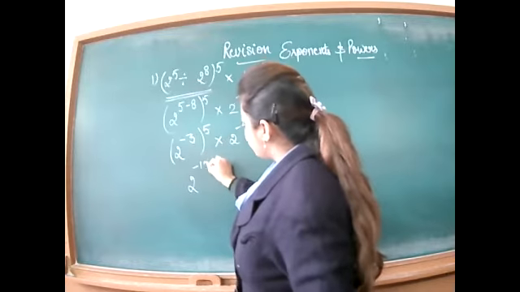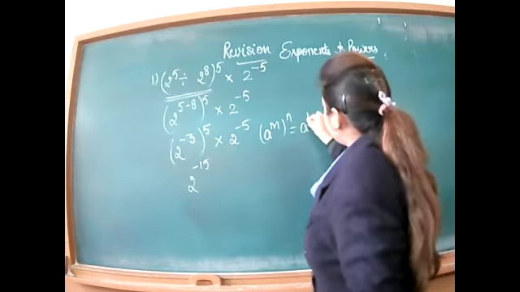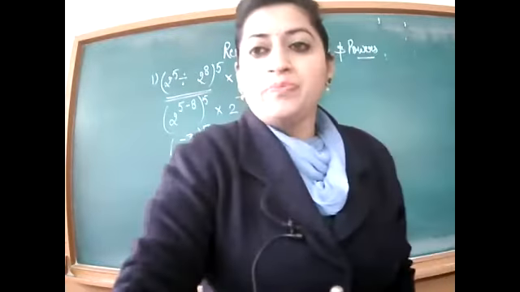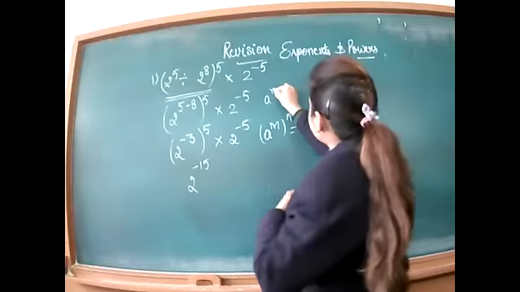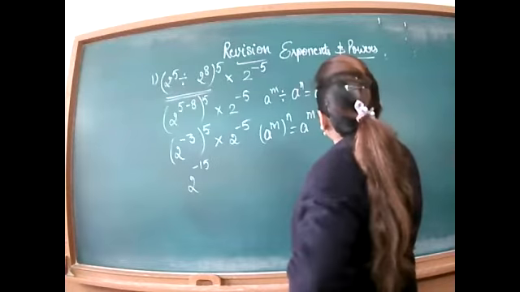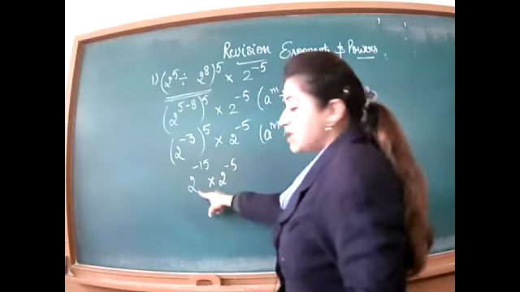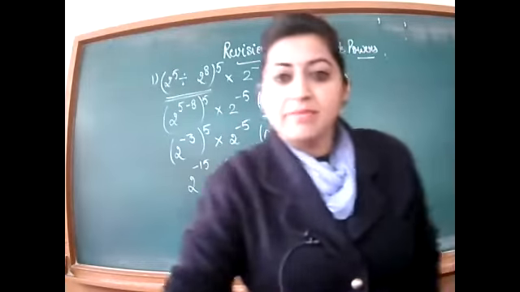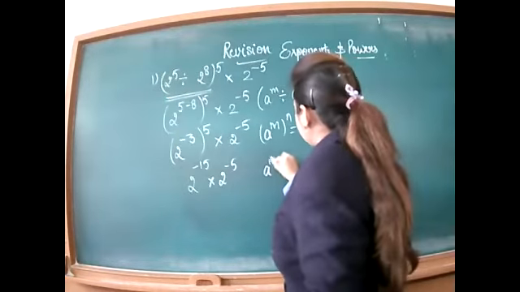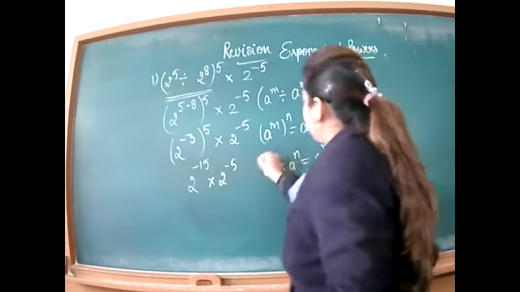3 5s are 15. This is a raised to power m, whole raised to power n, equals a raised to power mn. And in this, you have used the law of subtraction: a raised to power m divided by a raised to power n is equal to a raised to power m minus n. Now the terms are multiplying here. The base is the same, so the power will be added: a raised to power m into a raised to power n is a raised to power m plus n.